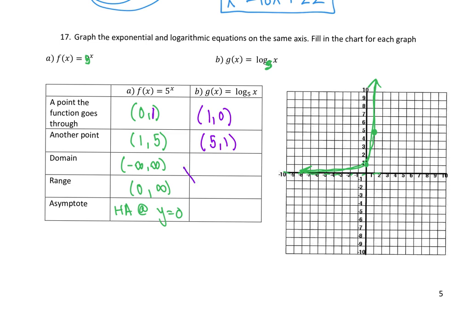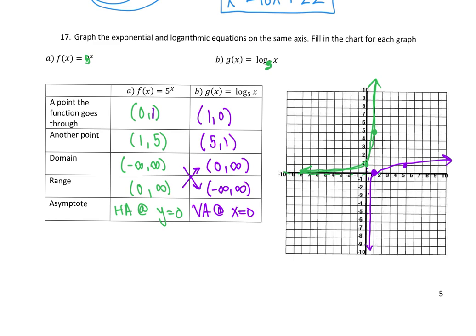The domain is negative infinity to infinity. So that becomes your range, because your domain is x, your range is y. Your range, which was your y, becomes your x. So the domain of your new function is 0 to infinity. Then instead of a horizontal asymptote at y equals 0, you just replace your y with your x, and that means there's a vertical asymptote at x equals 0. So we've got the points (1, 0), (5, 1), and we have our graph. And that's it. You graph your exponential and logarithmic equations on the same graph.